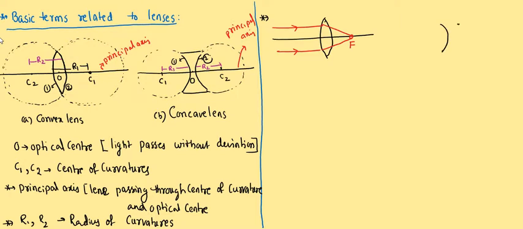Otherwise, if you take a concave lens, this is a concave lens. You see here, this is the principal axis. And now, for example, two light rays are incident here that are parallel to each other.